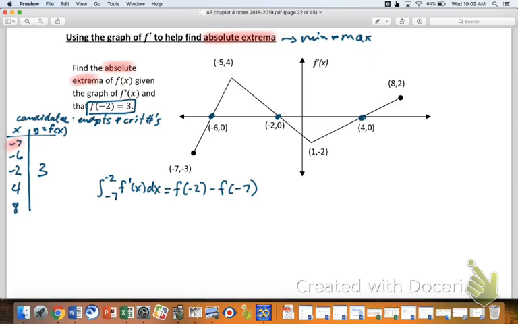So this should remind you a lot of the one we just did. The mechanics are going to be a little bit different. F of negative 2 is 3. We're still looking for what f of negative 7 is. Here's where the mechanics change. Math 9 is not going to do you much good here. How on earth am I supposed to figure out the integral from negative 7 to negative 2?